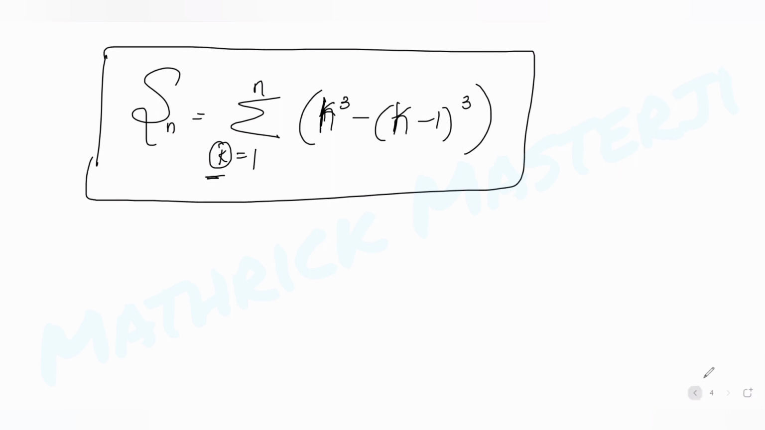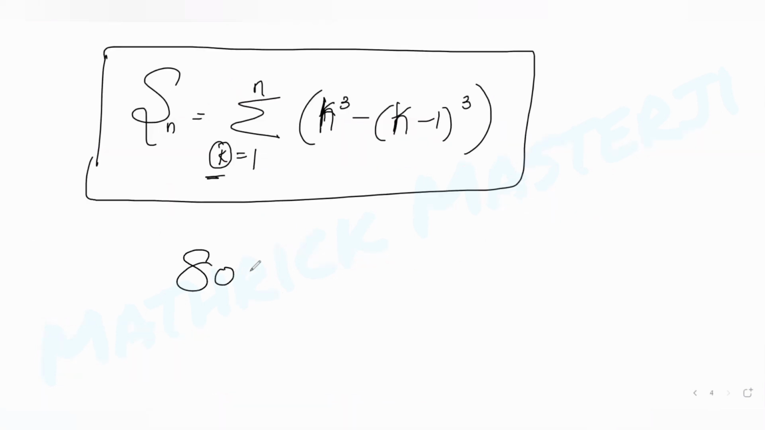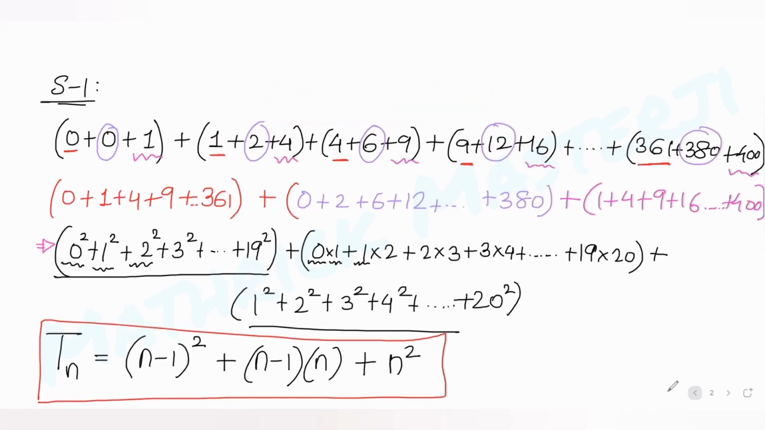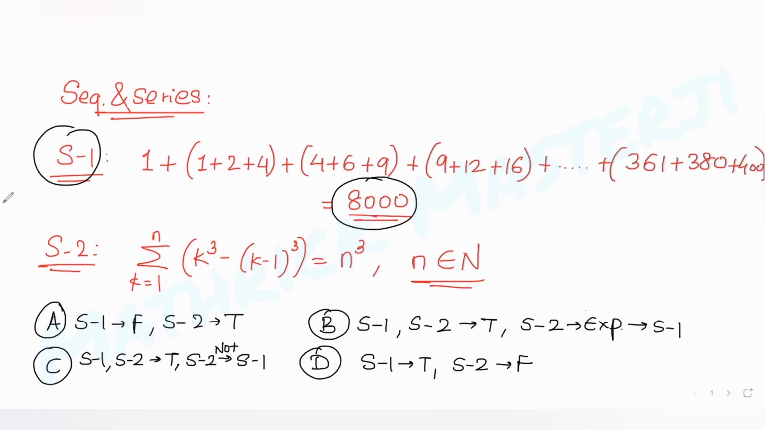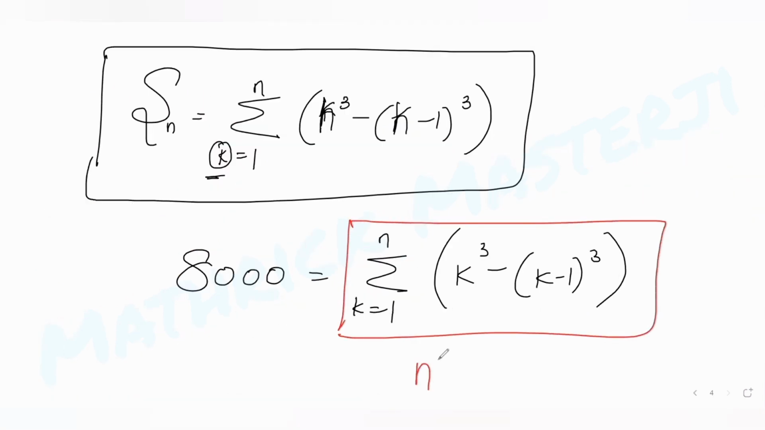But you have been given in statement 1 that the sum of that is 8,000. So 8,000 is equal to summation of k equals 1 to n, k cube minus k minus 1 the whole cube. Now, if I use the idea given in statement 2, that says summation of k equals 1 to n, k cube minus k minus 1 the whole cube, is nothing but equal to n cube when k goes from 1 to n. So I can replace this entire thing by n cube, using statement 2.